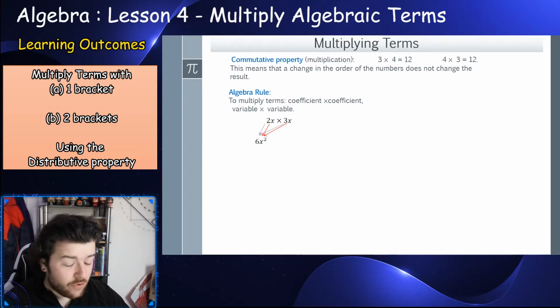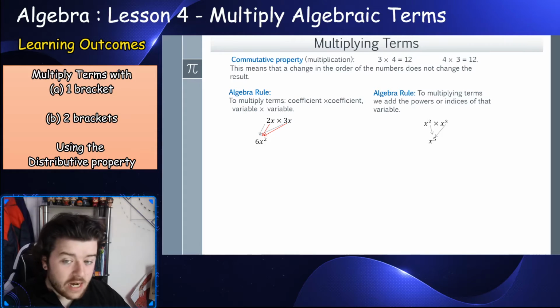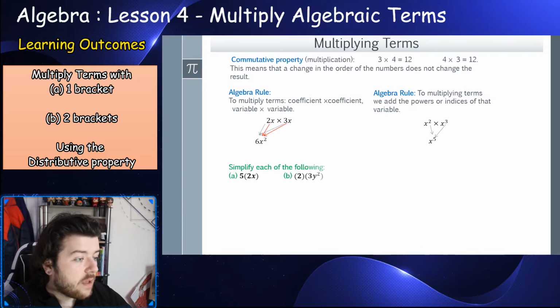And then the second rule we need to know is, when multiplying terms, we add the powers or indices of the variable if they're the same variable. So what do I mean by that? Looky here, I have an x squared multiplied by an x cubed, yeah? If I'm multiplying them together, all I need to do is add the two powers on top. So an x squared multiplied by an x cubed is equal to x to the power of 5, right? That's it.